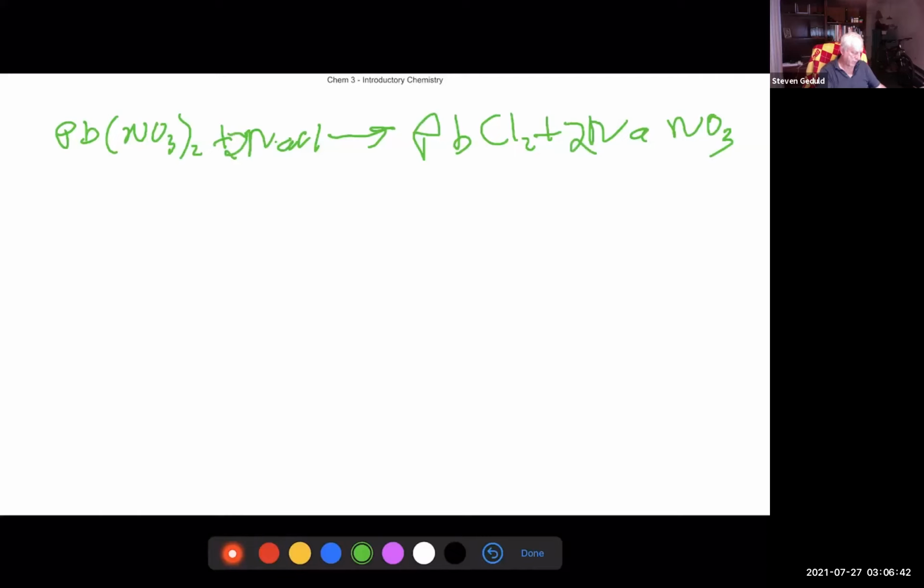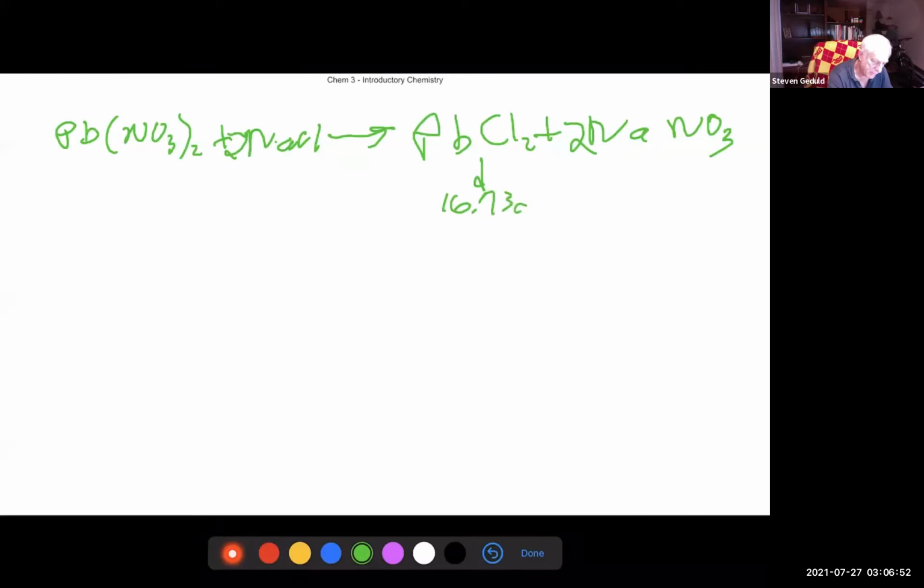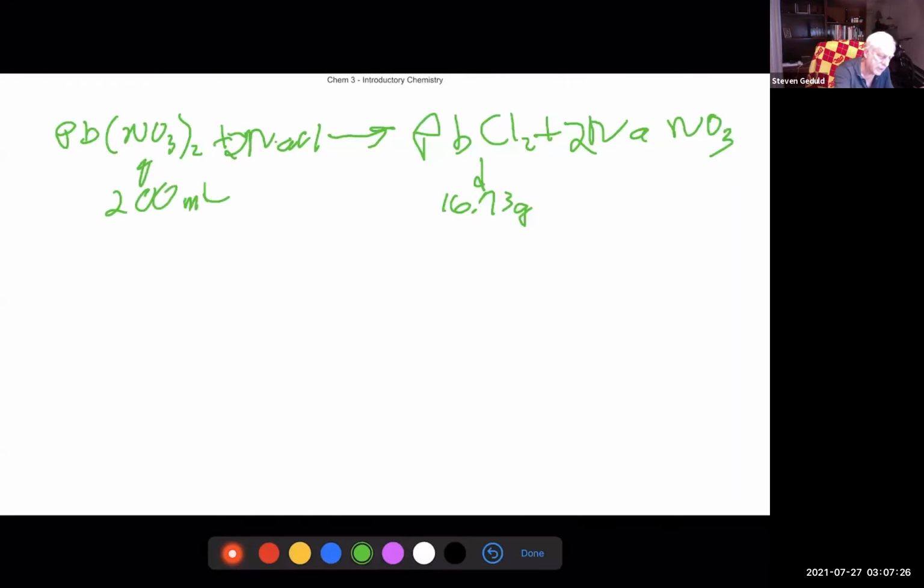The precipitate is filtered and dried. When you weigh it, the total weight is 16.73 grams, obtained from 200 milliliters of the original lead nitrate solution. All right, so that's what we got, right?